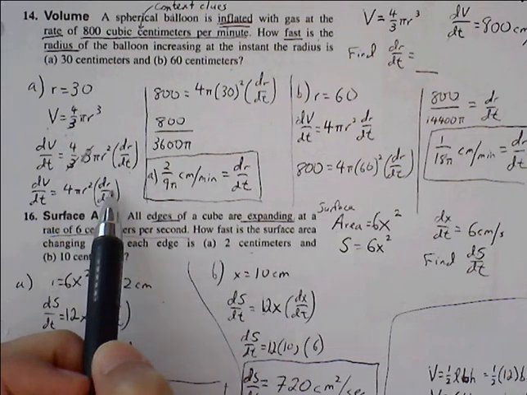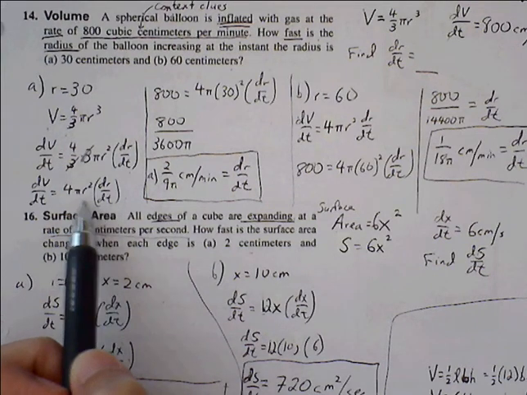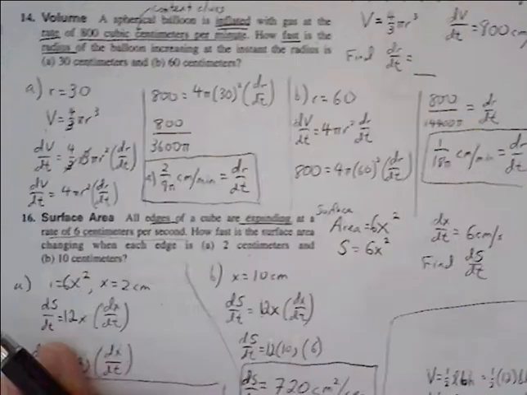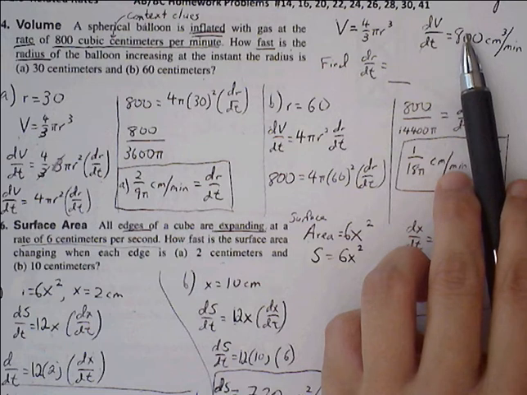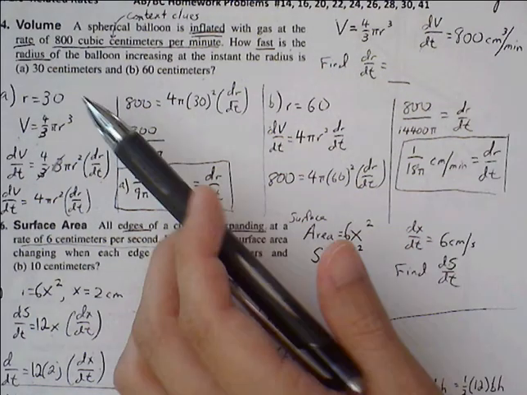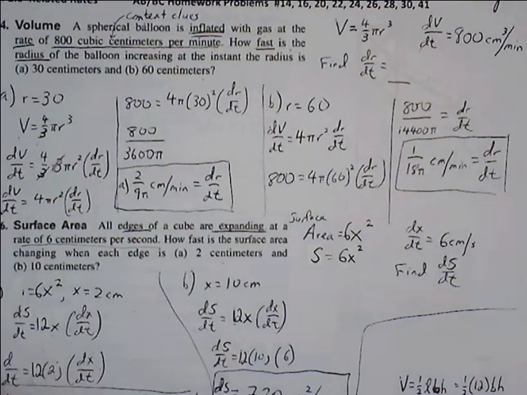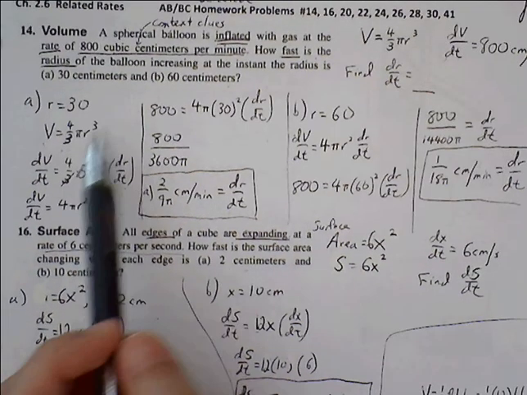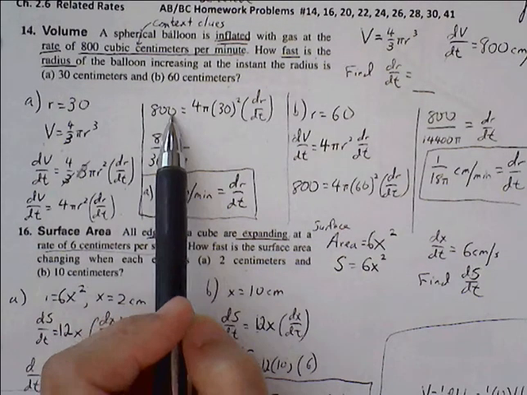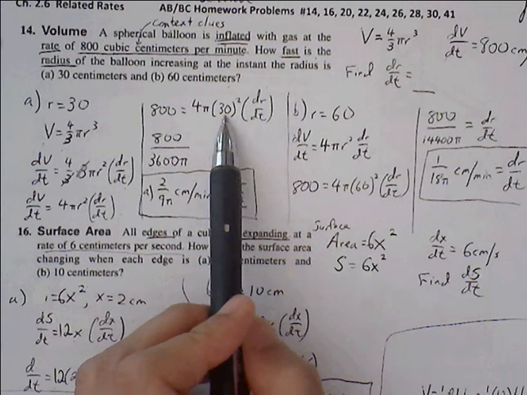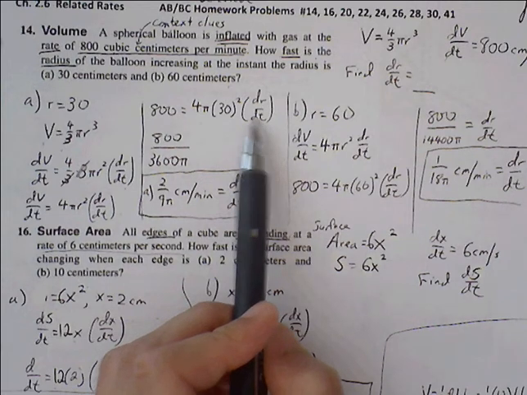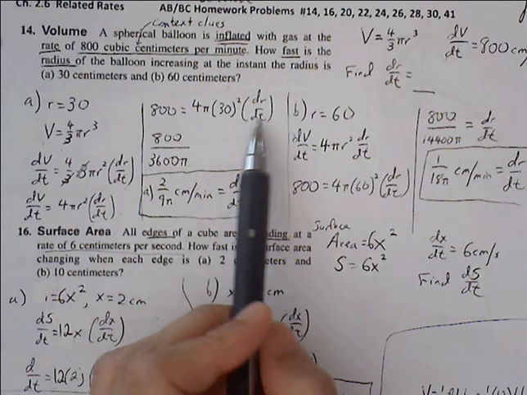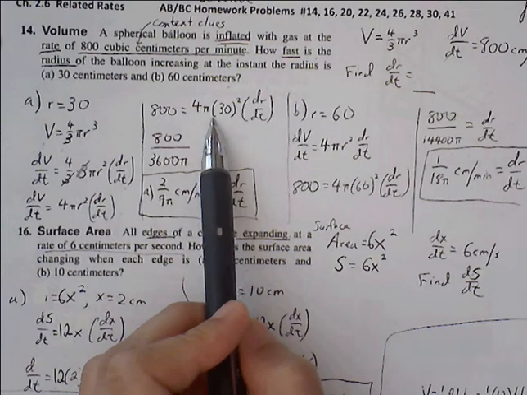Now we should have enough information where we can plug in and find the missing variable. We're trying to find dr/dt. That's what we're after. dV/dt gets replaced with 800, and r gets replaced with 30. So 800 replaces dV/dt, 30 replaces r, and dr/dt is the variable that we're trying to solve for. The only variable that we have left is dr/dt, so we're going to go ahead and isolate that.